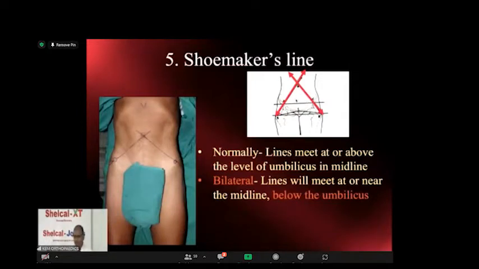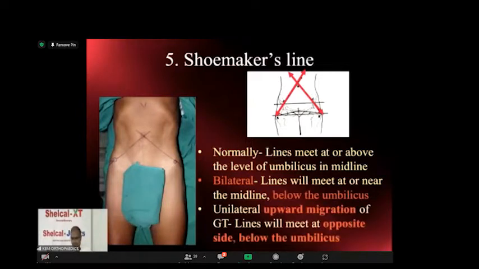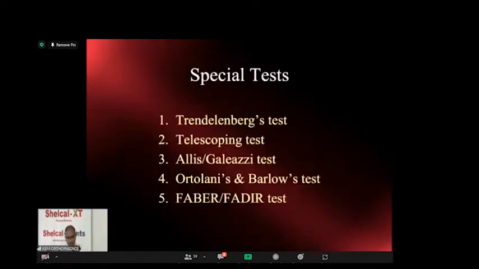If they meet at the midline below the umbilicus, that means on both sides it has gone up. If one side deviates, that means that side has gone up, or the opposite side, you play around, you know how to interpret it. In unilateral upward migration, the lines will meet on the opposite side below the umbilicus. I am not talking about Chiene's line and all those things; we can discuss whenever you are presenting the cases.